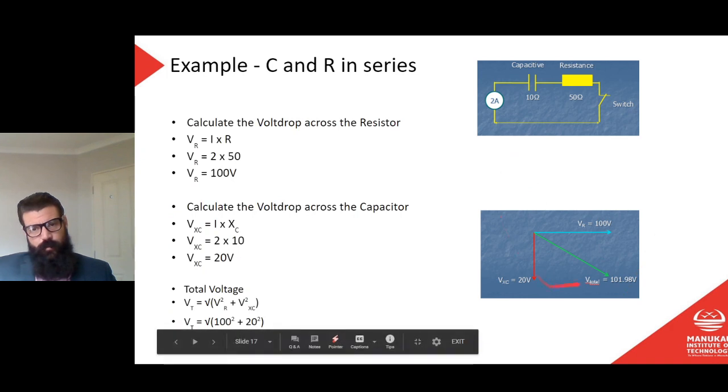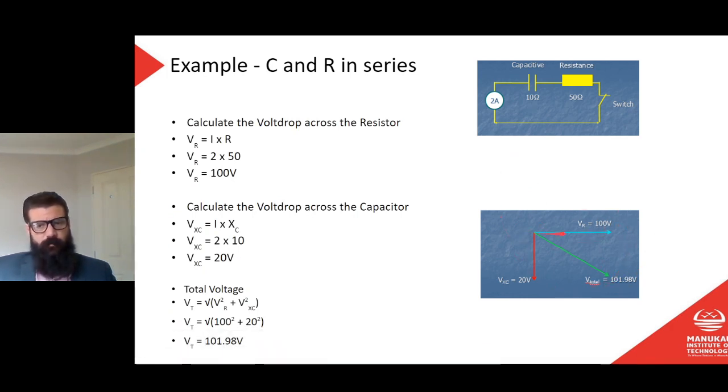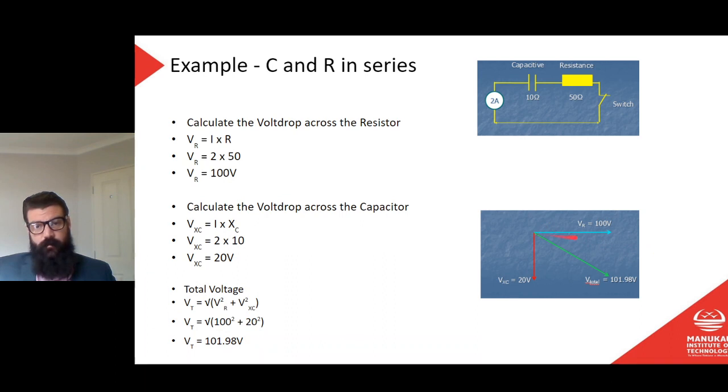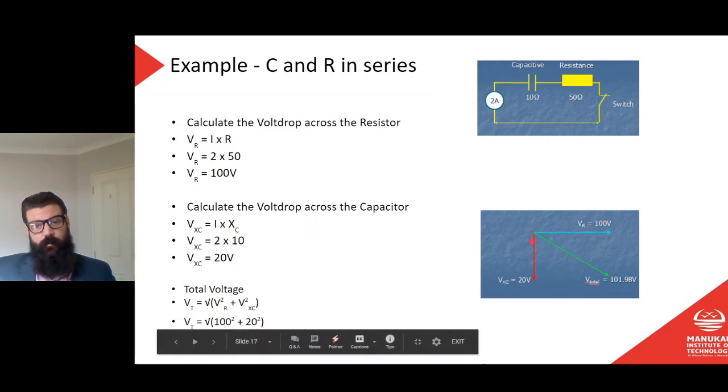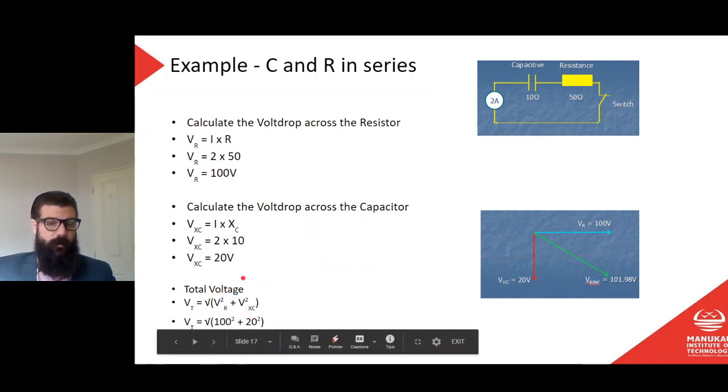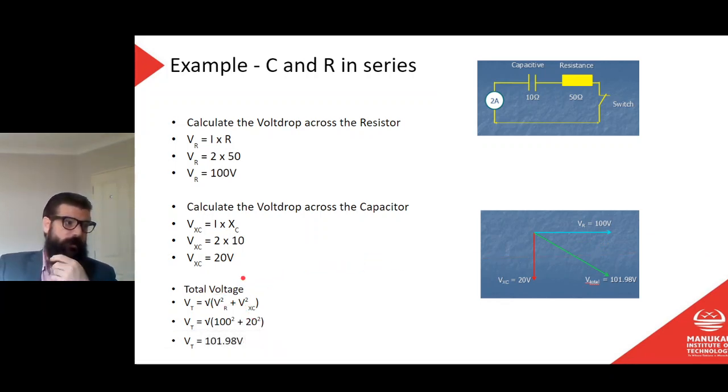And if you drew this diagram, it's certainly not to scale. If you drew that diagram, you'd see obviously the 20 volts is going to be a lot shorter than the 100 volts. So we have a long line here, a short line here, and our resulting vector would look something like that. We have a very shallow phase angle, and the hypotenuse is only going to be a little bit longer than this line here because this one is so short. That's why our total voltage is 101.98 volts, which is not much different to the voltage across the resistor.